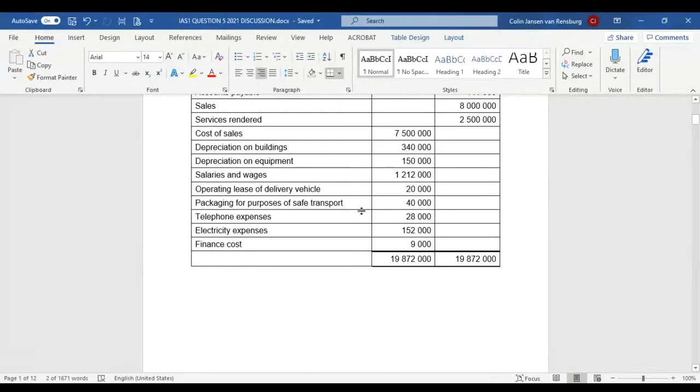They didn't even have to tell us anything. Why? Because it is delivery vehicles. If it was, for instance, the director's motor vehicles or some sort of vehicle used in administrative purposes, then you would have allocated it to admin. But here they say operating lease of delivery vehicle, right? So if it's a delivery vehicle, clearly that vehicle is used in your distribution function.